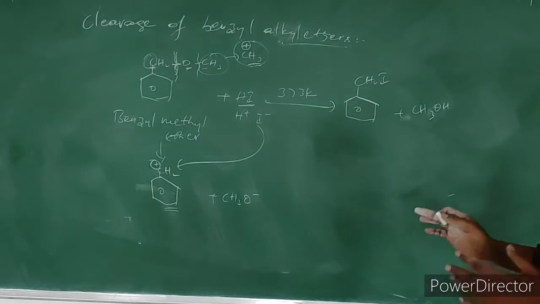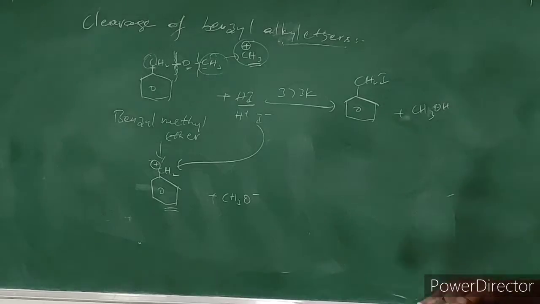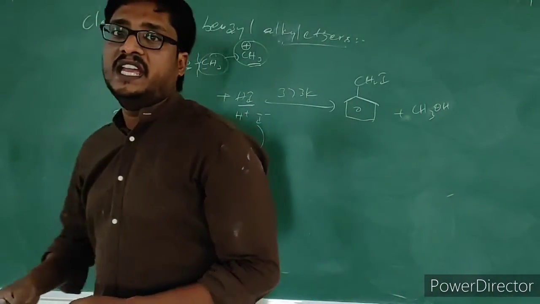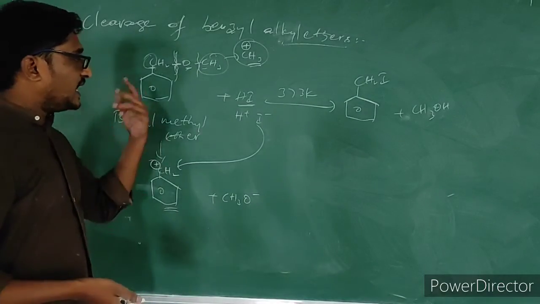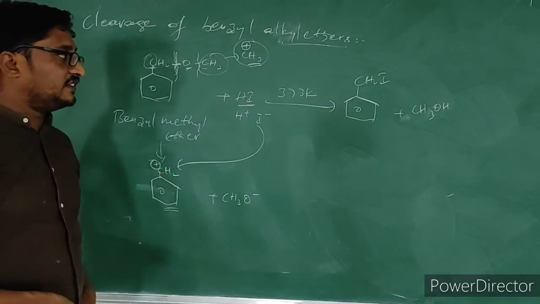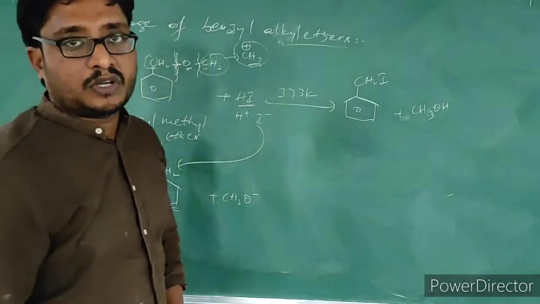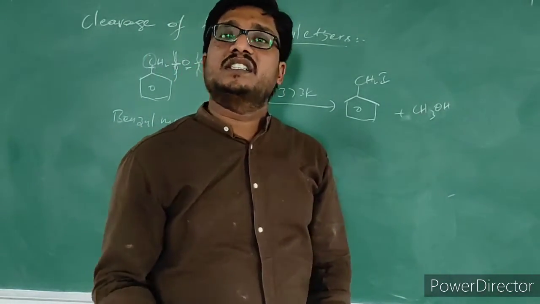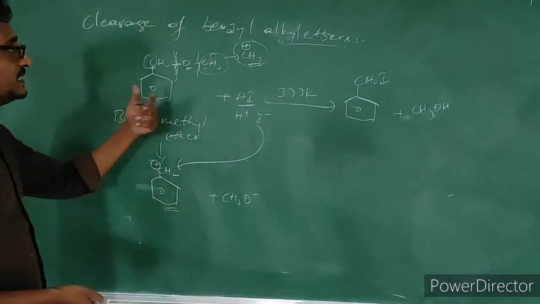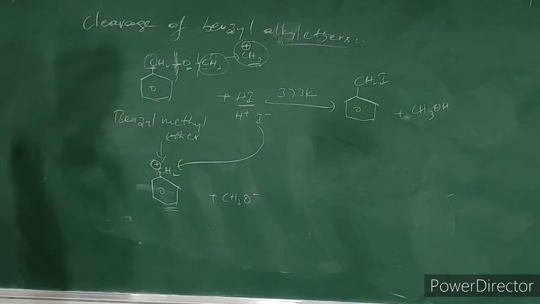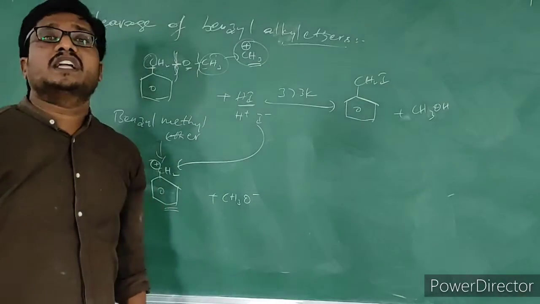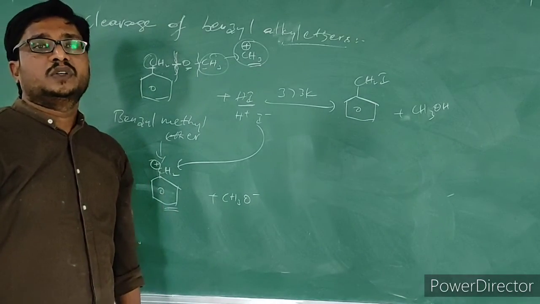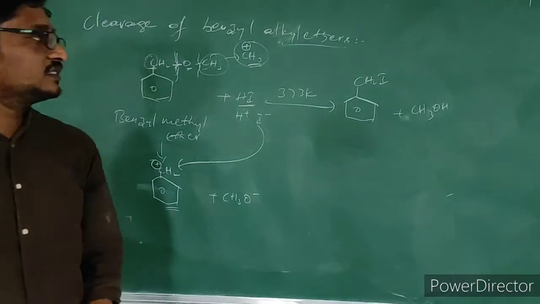See the difference. When we treat an aryl alkyl ether with hydrogen iodide at a temperature of 373, we got phenol and methyl iodide as the products. But in case of benzyl alkyl ethers, benzyl iodide is the product and methanol is the second product. Followed what I said? Please note this.